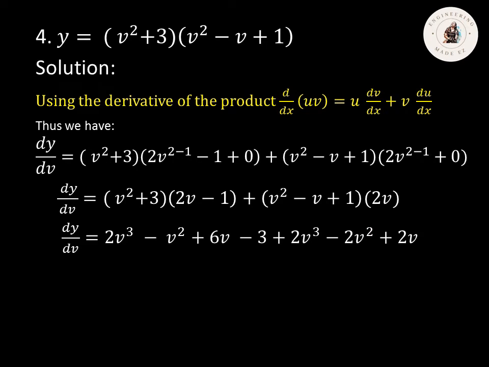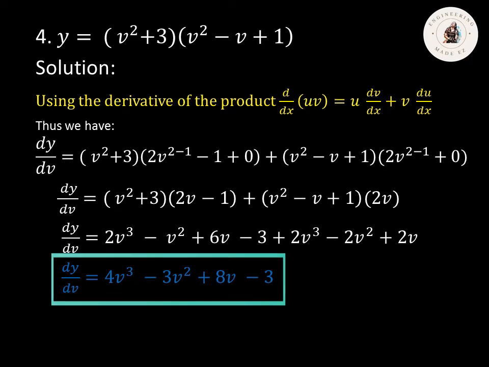Combining all the like terms, we have 2v cubed plus 2v cubed, that gives us 4v cubed. Then negative v squared plus negative 2v squared, that gives us negative 3v squared. Then positive 6v plus 2v, that gives us 8v. Then bring down negative 3. So our final answer for the derivative of y with respect to v is equal to 4v cubed minus 3v squared plus 8v minus 3.